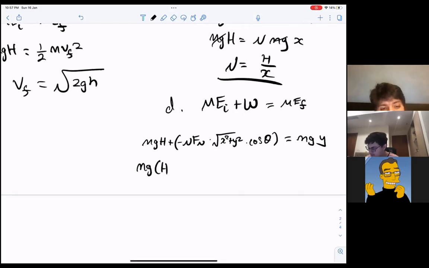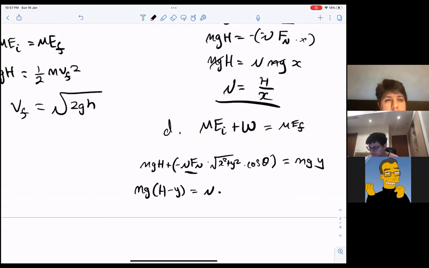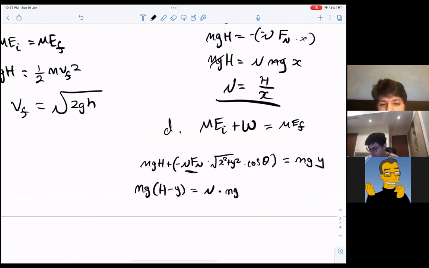Yeah, but I actually want you to help me simplify this part. So it'll be mgh minus y equals mu times. So what would Fn be in this case? Fn would be mg sine theta, or cosine. Yeah, it is mg cosine theta. Yeah, cosine theta, my bad. So mg cosine theta times square root of x squared plus y squared times cosine theta is unknown, right? In this equation, I mean the question.